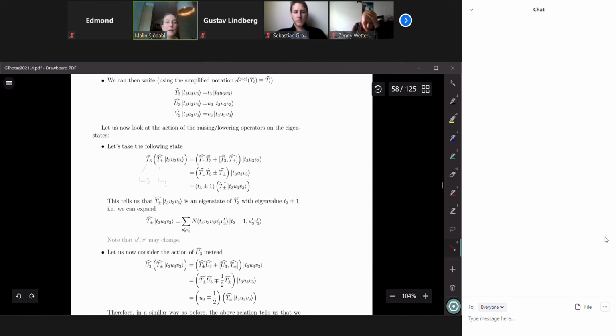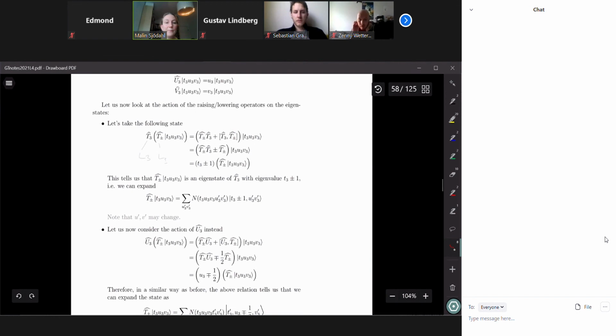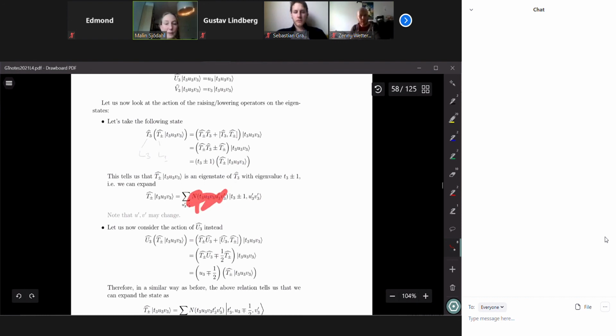So this state is an eigenstate of T3 with eigenvalue T3 plus or minus 1. So it is thus a raising or a lowering operator. This state then has T increased by 1, but that's what we learned. We don't know what happened to U prime and V prime here. Maybe they are also changed. They will be changed actually. And then we could have some different normalizations in principle here as well.